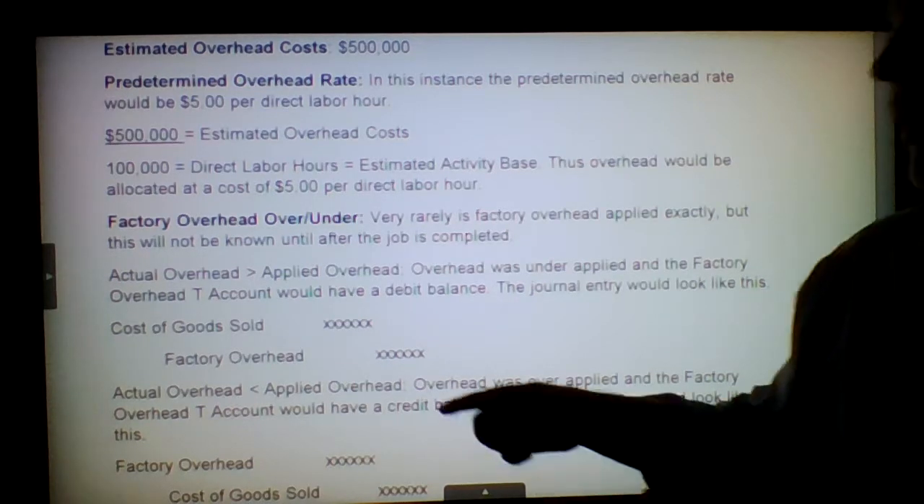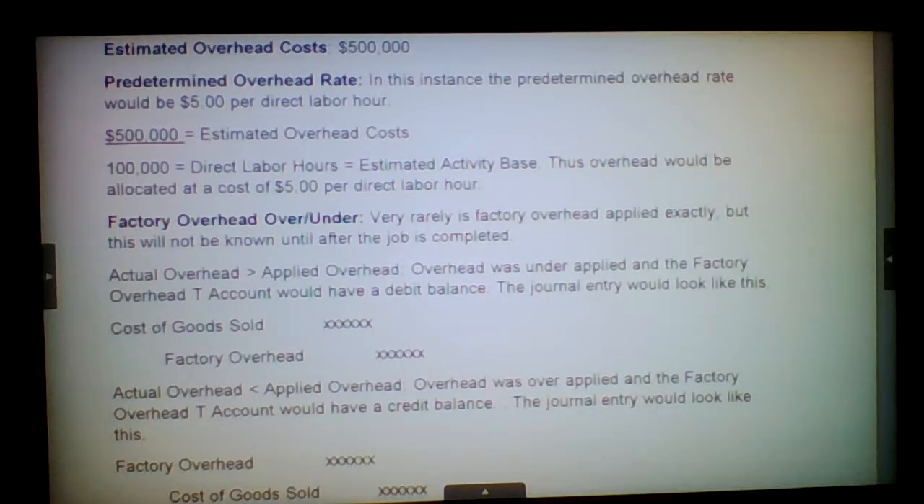Now, factory overhead over or under. Very rarely is your factory overhead applied exactly, but this will not be known until after the job is complete. That means it's a historical look back. And because we're trying to plan for the future, we have to allocate our costs the way our historical knowledge has told us is usually the best way of allocating it.